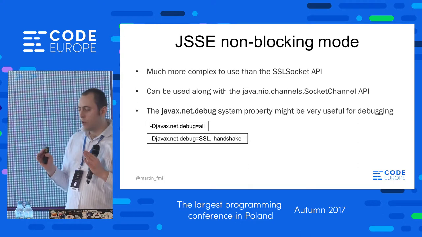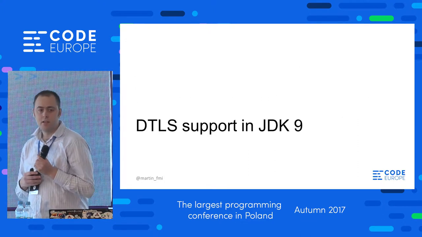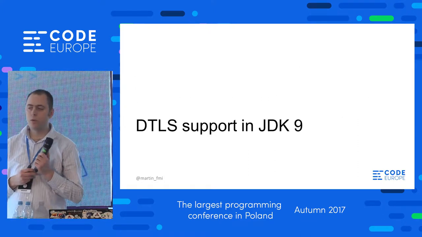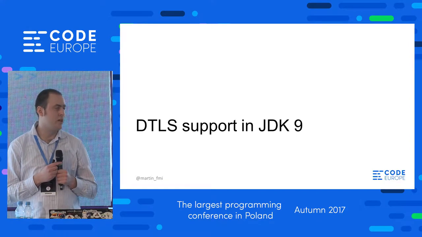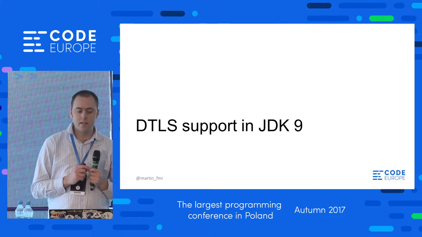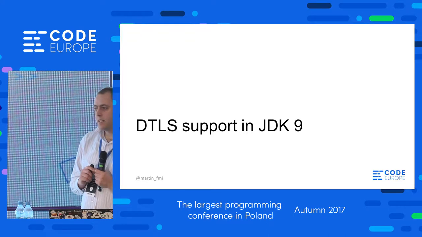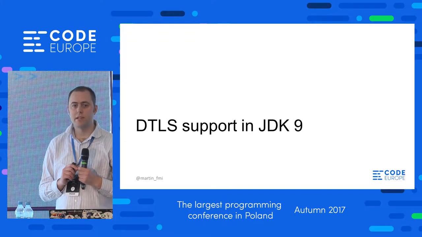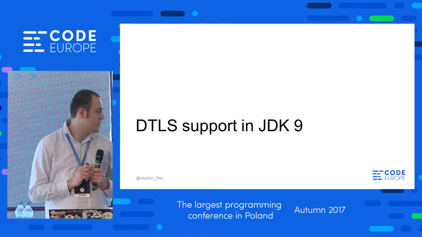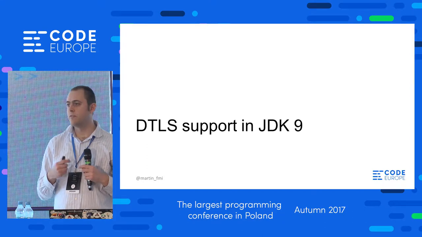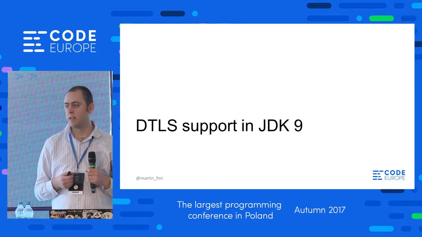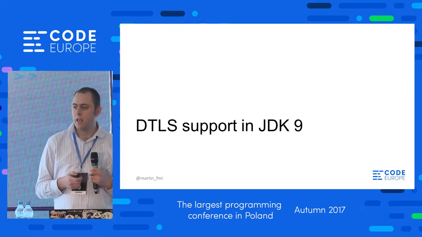Now, this is what we have up until Java 8. Now, let's see what we have in JDK 9, having considered that background information. In Java 9, we have support for DTLS. DTLS is called Datagram Transport Layer Security, and this is basically TLS over an unreliable protocol like UDP.